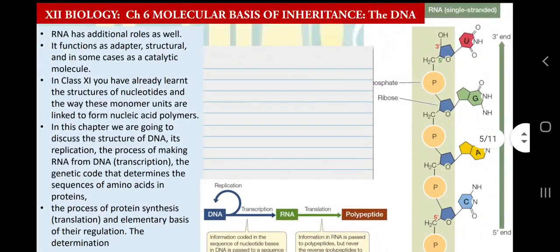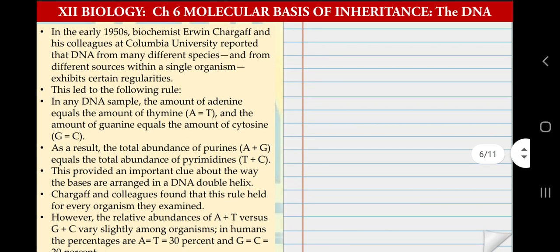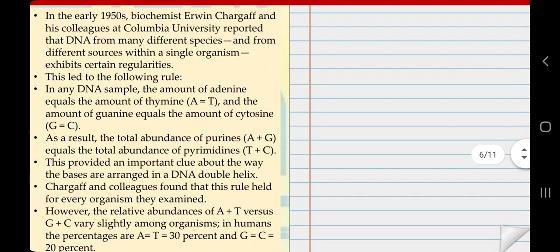Now here are some chemical details of RNA. RNA is like DNA. It is again a polymer of nucleotides, but the nucleotides are ribonucleotides, not deoxyribonucleotides. So this is some history and some interesting things also. Let me explain this.